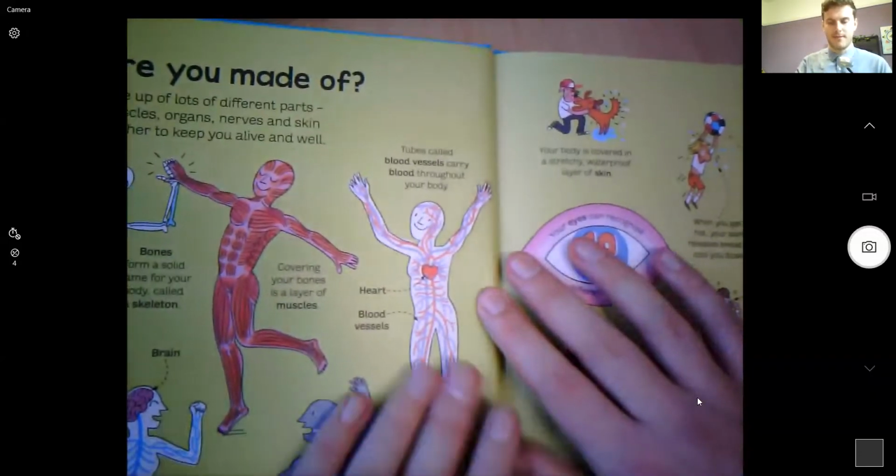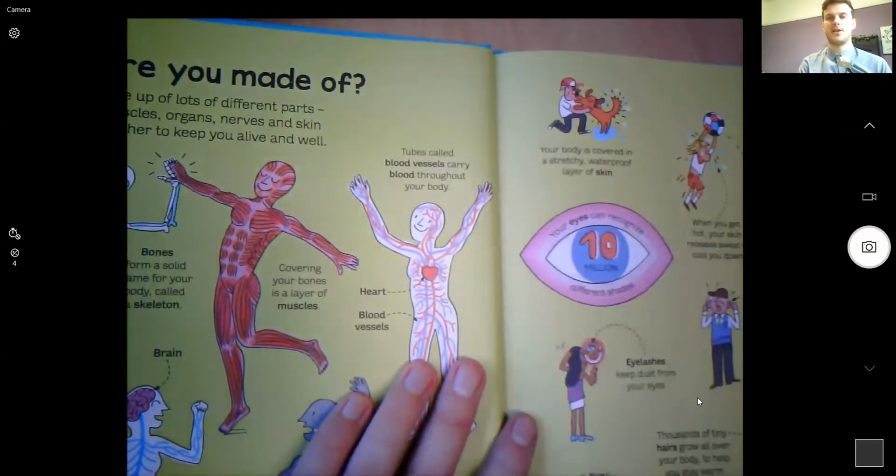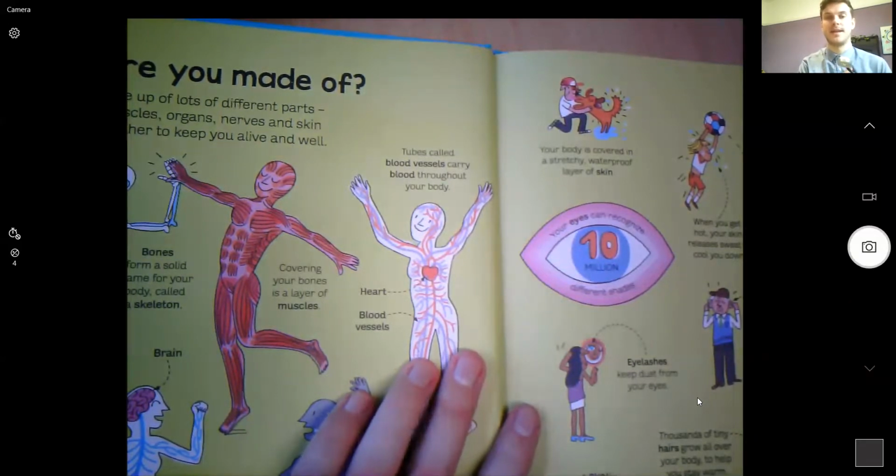Now, we also have our heart, okay? You'll be able to feel it if you put your hand on your chest. Our heart pumps blood around our body, okay? And this blood carries oxygen. So we need oxygen to be able to move and to be able to live. So it pumps blood around our body.